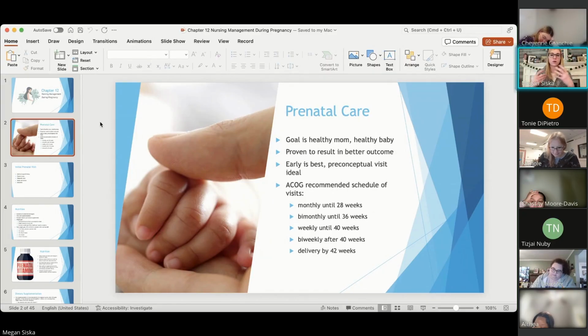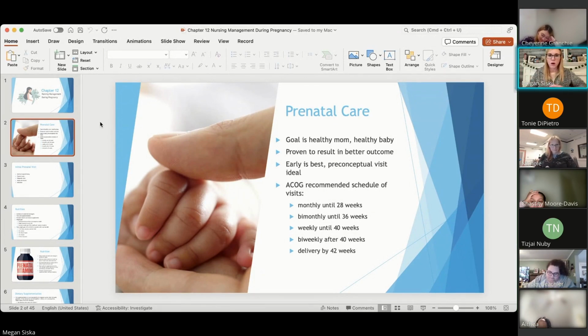And then of course, preconception counseling. When we talked about all the things you can do before you get pregnant to set yourself up for success, of course, that's going to be ideal. As far as the schedule of when you have appointments, it varies depending on where you get your prenatal care, but this is just the typical schedule.